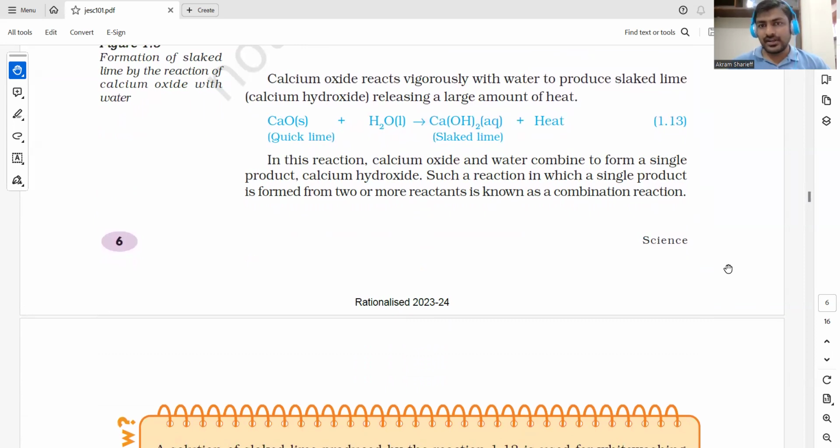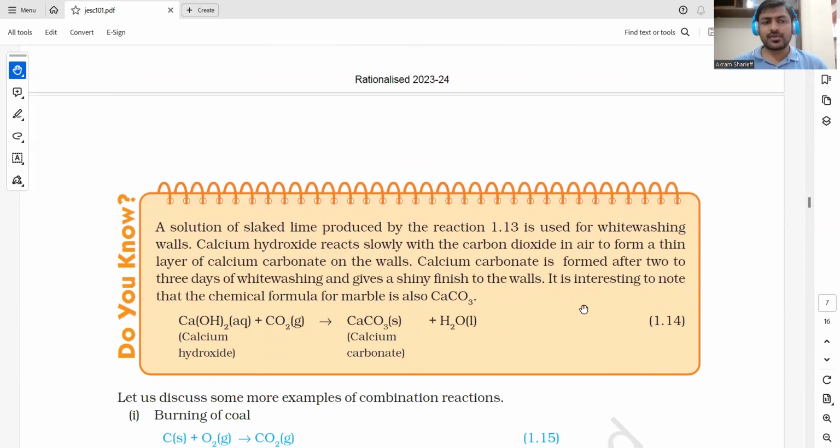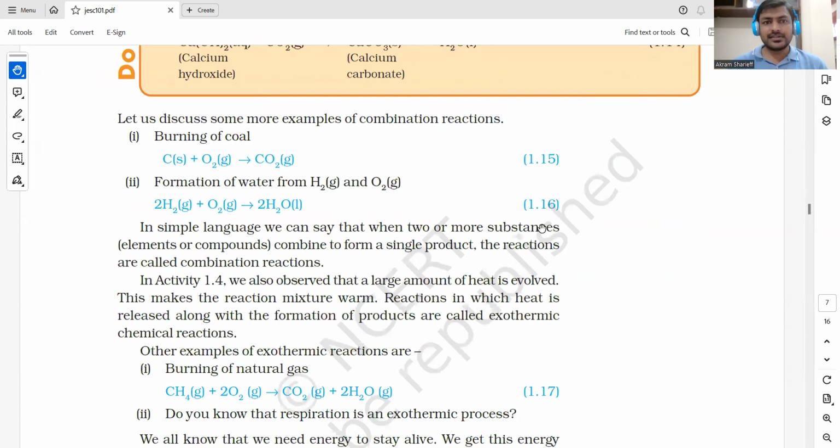What is a combination reaction? In which a single product is formed from two or more reactants. Reactants may be 3, 4, 5, we don't care. The product should be one. Then it is a combination reaction. They are combining. One more example, C plus O2 gives CO2. You can go for a large number of examples for this. Okay. So we'll discuss some more reactions.